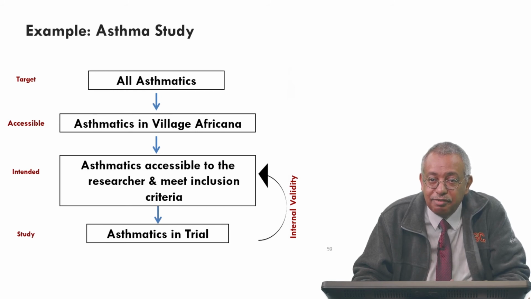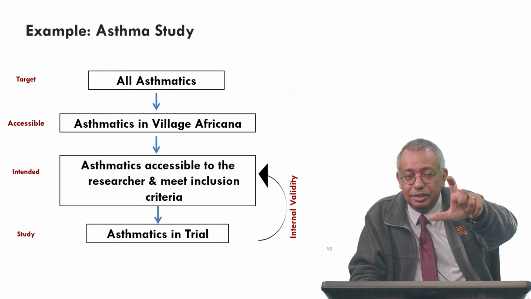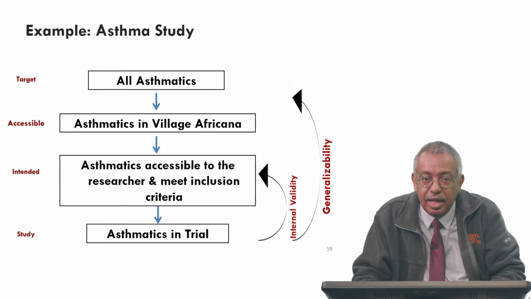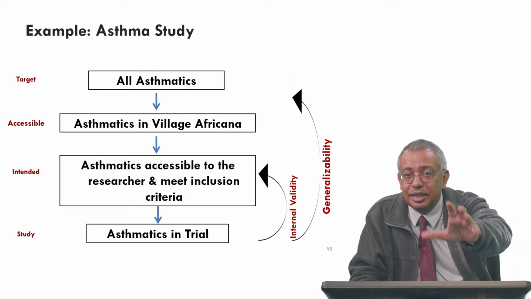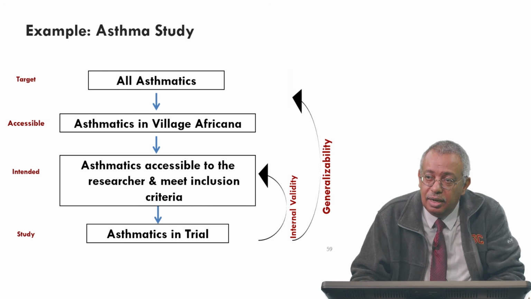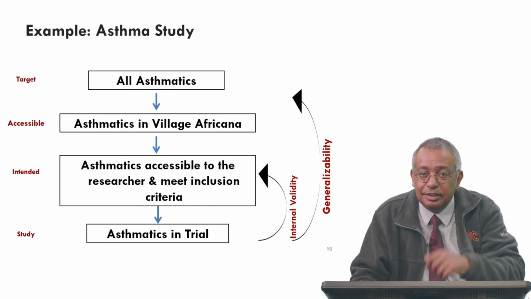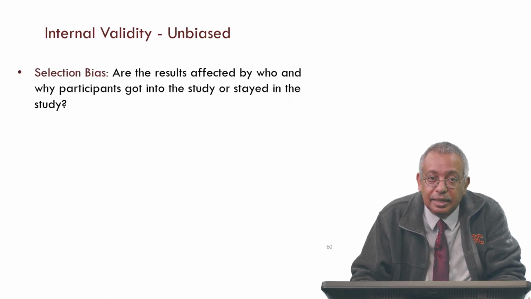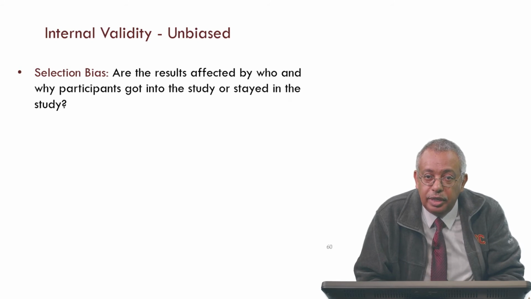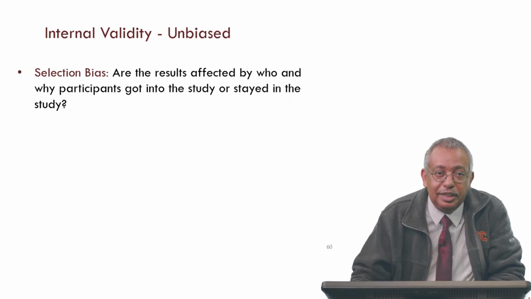So the issue of internal validity is basically the difference between what was intended and what was studied. And then you have generalizability, which is again what we have in the trial in terms of the number of asthmatics or the type of asthmatics, and how they relate to all asthmatics in the target population. This is something you really need to pay attention to, because even a well-intended and well-run study, if it has missteps in some of these key steps, could lead to something that we did not intend to study in the first place.